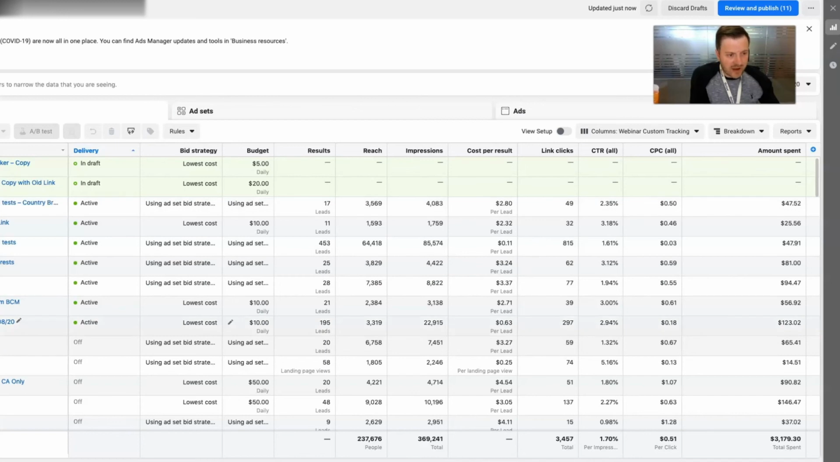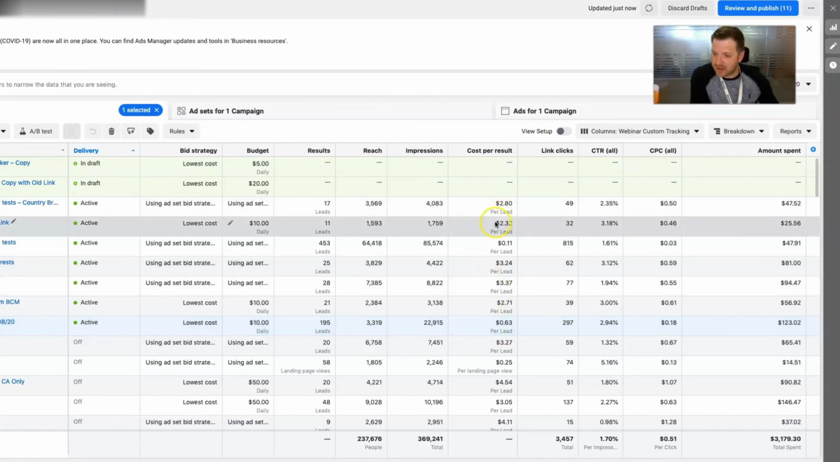So if we find the retargeting campaign, which is this one, you can see it's been running at $10 a day. We've got 195 leads for this client through the retargeting campaign. Spent $123.02. Really, really low cost per click, high click-through rate, loads of clicks, 63 cents per lead. So from $35 right down to 63 cents a lead.